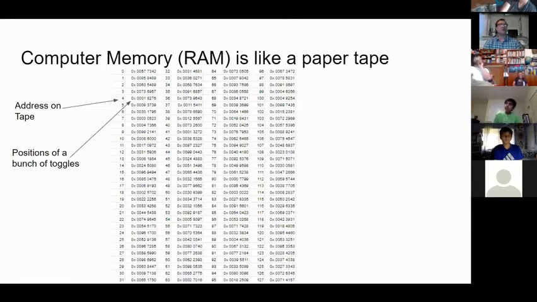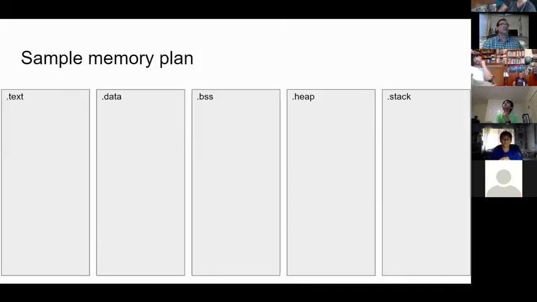We've already talked about this. Basically, the computer memory is like the toggles on the EV3 Turing machine. We have this simple memory plan where we have a program, we have data for the program, we have space to put the data, and we have heap and stack.